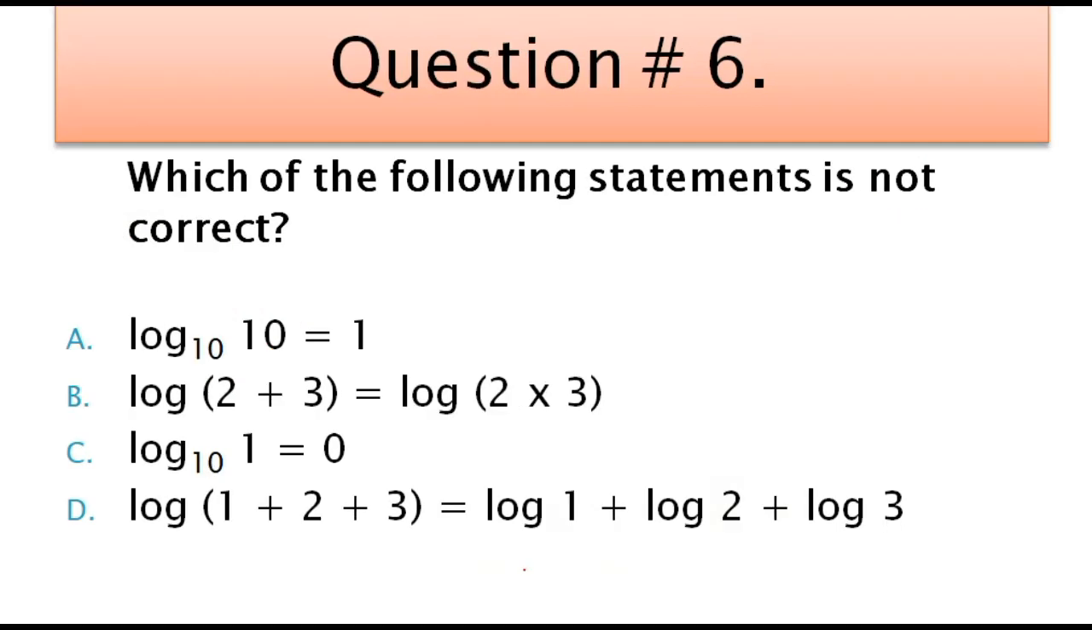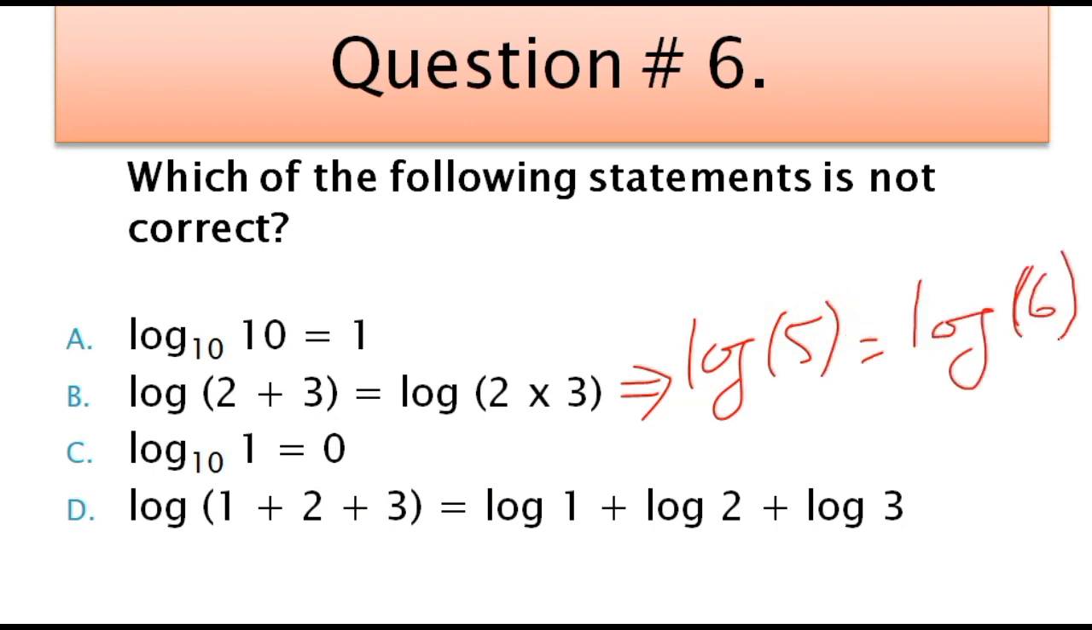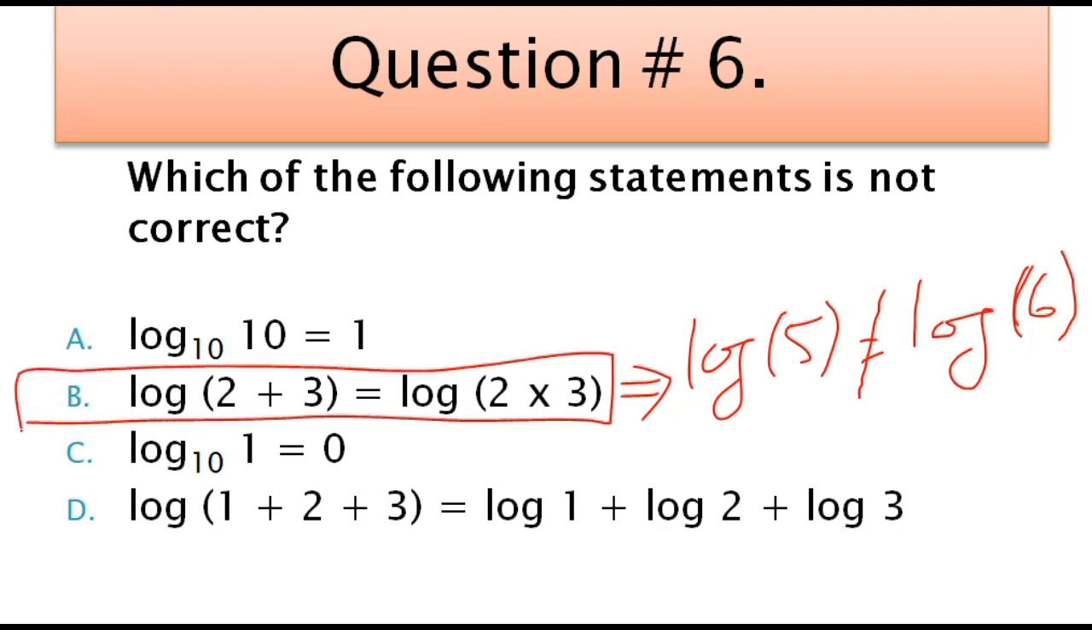Fine. Whenever base and the number are the same, the answer is 1, that is the correct one. B option is log 2 plus 3 is equal to log 2 multiplied by 3. Here you can see that log 2 plus 3 is log 5. So is it equal to log 2 multiplied by 3, that is log 6? So log 5 or log 6, can they be equal? No. So this option is not correct. So we are going to select this, and let's discuss C and D options as well.